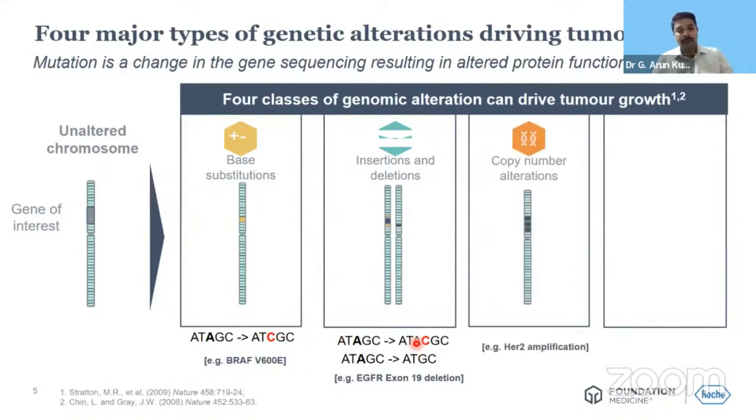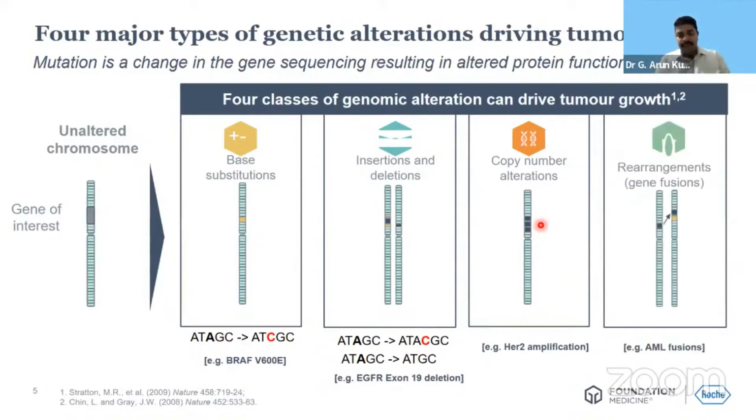Then you have the copy number alterations, where instead of one copy in a particular chromosome, the number of copies in the same chromosome increases. Best examples are your HER2 amplification or your MYC amplification, etc., where the number of copies of the gene in the same chromosome increases. So in a cell, we will have two copies, one in each homologous chromosome. The number of copies can increase to 5, 10, 20, 30 also in certain cases.